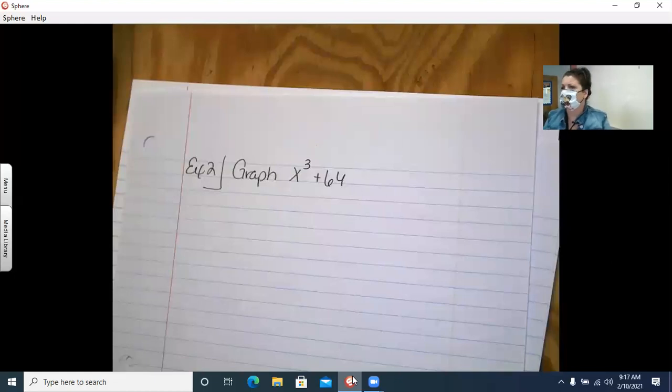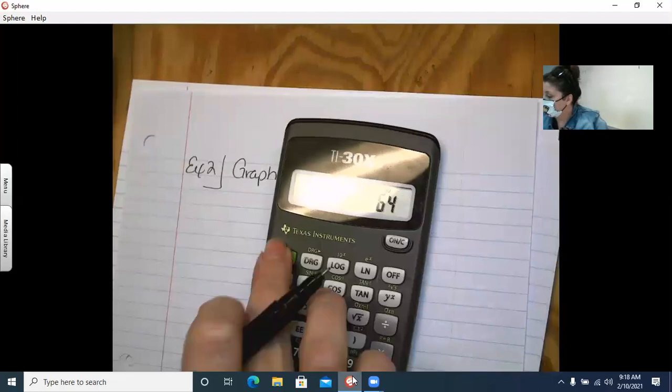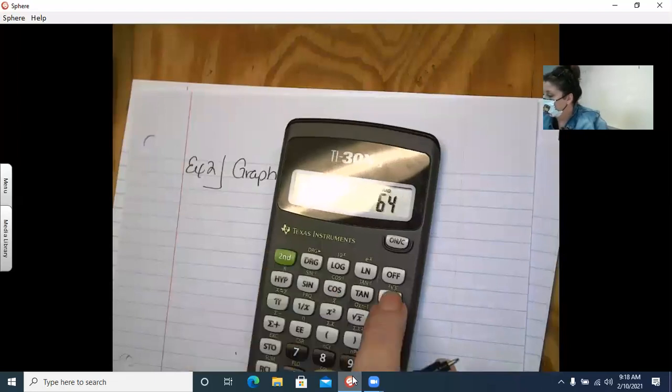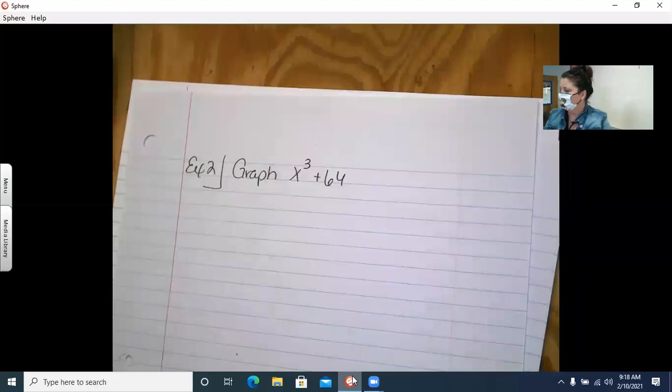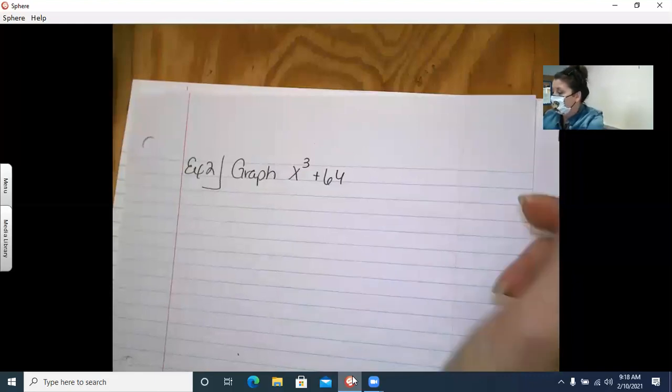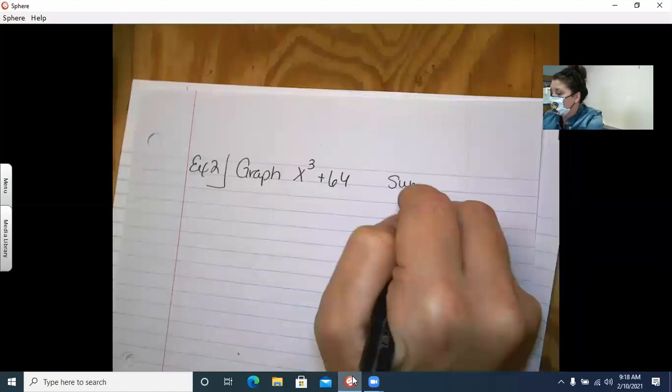Okay. Well, x cubed is a perfect cube. So maybe this is a sum of cubes or difference of cubes. Is 64 a perfect cube? Yeah. And remember, if you don't know, in your calculator, you do cube root, you do 64, and then second, the button right below off, and hit 3 for cubed root, and as long as you don't get a decimal, it's a perfect cube. So what's the cubed root of 64? 4. So is this a sum of cubes or difference of cubes? Sum of cubes. If there's a plus sign, plus means sum, right?